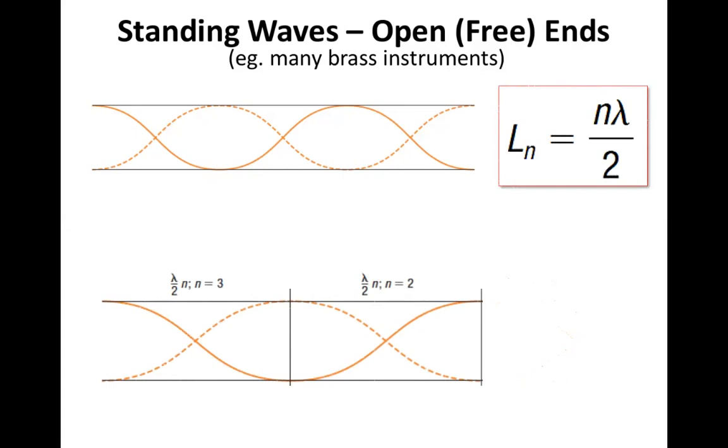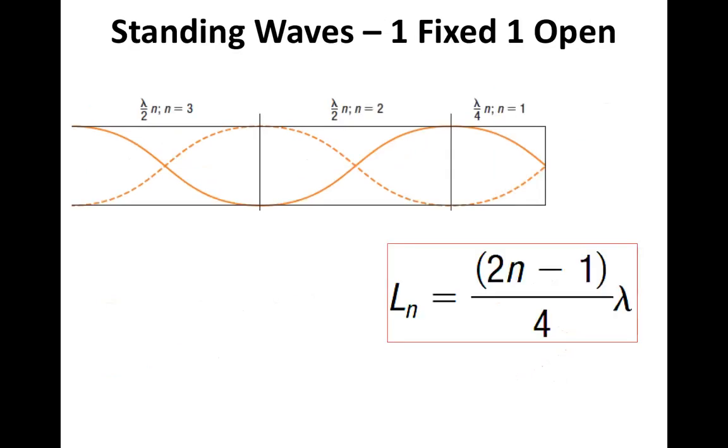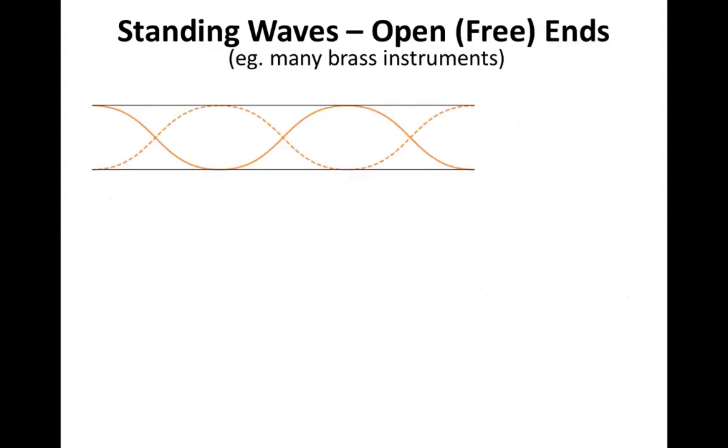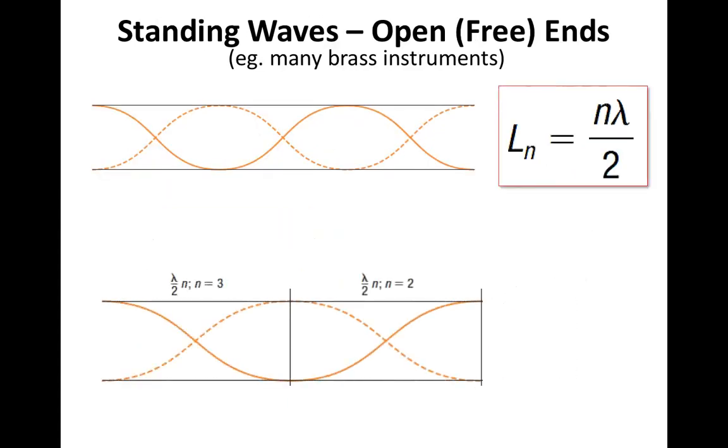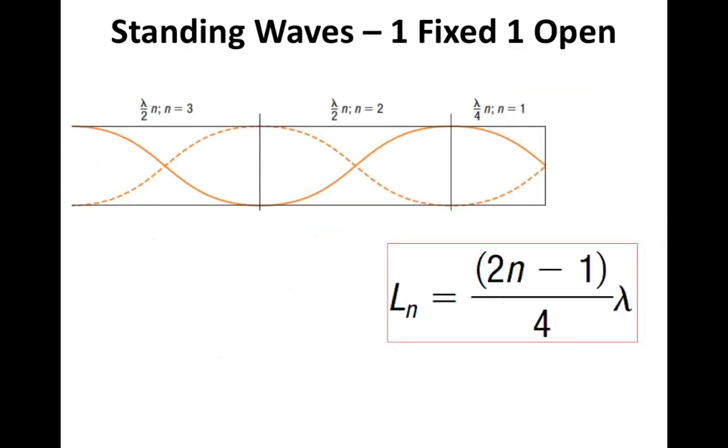I should mention these equations are really useful and important, but what I would always do is draw a diagram and then check to see if your diagram matches the equation. And I'll show you how to do that in examples. And instead of fixed, fixed, or open, open, we can have open and fixed. And this is the equation for it. Notice the equation for fixed, fixed was exactly the same as open, open. But when it's fixed on one end and open on the other, it is a different equation. It's 2n minus 1 over 4 lambda gives you the length.